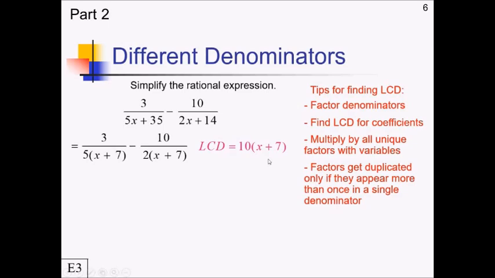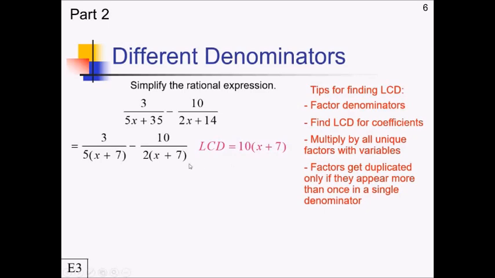Another way you could think about it is the LCD has everything you need to completely cancel out each of the denominators if you wanted to. We're not doing that, but that's kind of a good test for if you've got everything you need in the LCD. It has the smallest amount that you need to cancel them out. All right, so we've got our LCD.